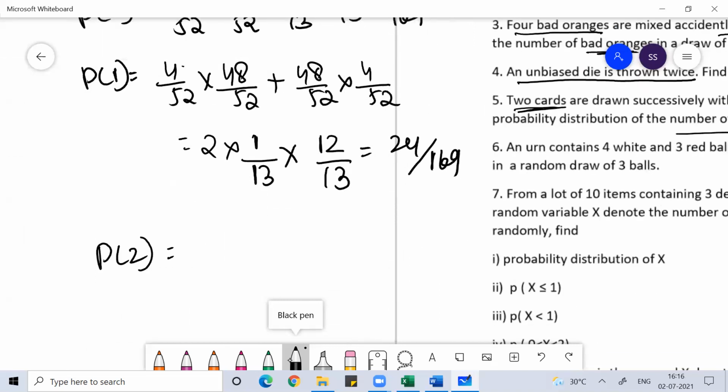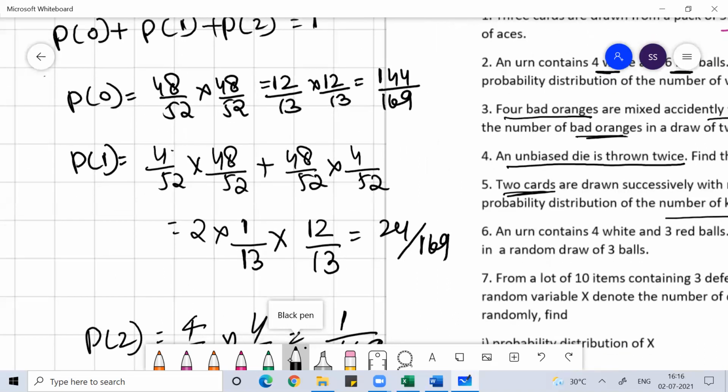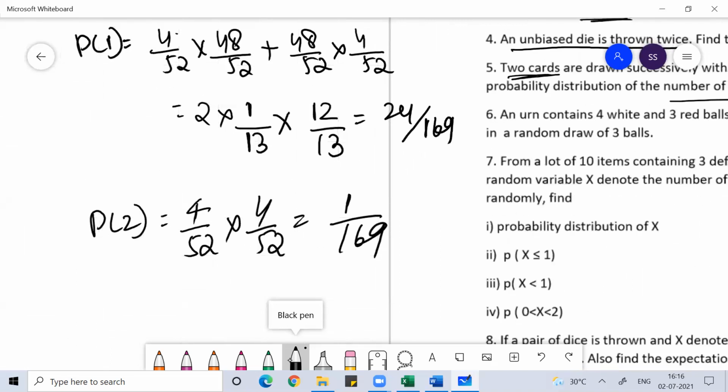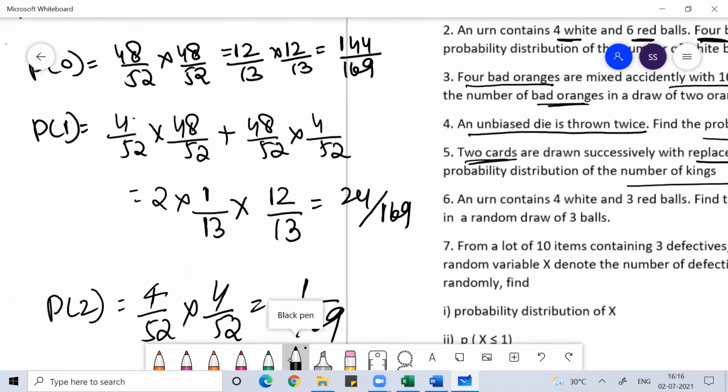And both the cards should be king. So first card king, 4 by 52. Second card king, 4 by 52. That will be 1 by 169. You can do the sum. You can check 144 plus 25, you get 169 by 169. Clear, everyone?